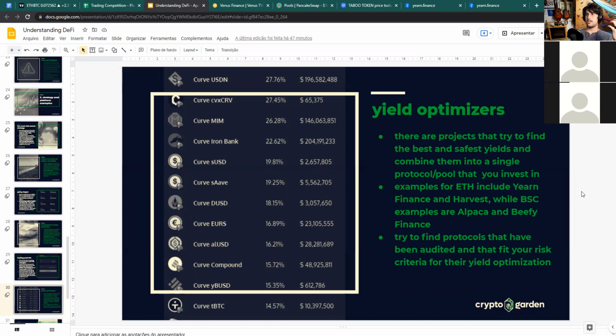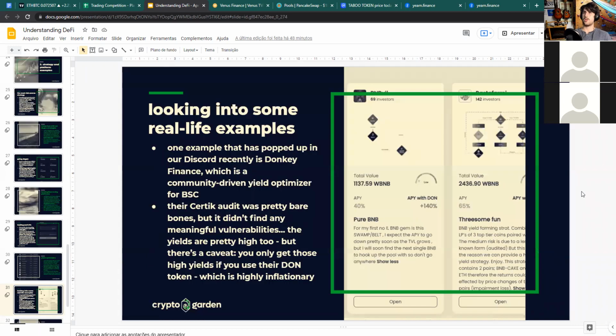Now you should try to find protocols that have been audited. Again, I emphasize the audit part, especially on Binance Smart Chain, because on Binance Smart Chain you have a lot of scams, a lot of rug pulls. Read through the audits and do plenty of research, because there are a lot of scams, and find ones that fit your risk criteria for their yield optimization. There are yield optimizers that are not getting yield from audited pools. Would you invest in a yield optimizer like that? I wouldn't, right? So you just need to check the criteria, and talk to the team if it's not in the white paper.